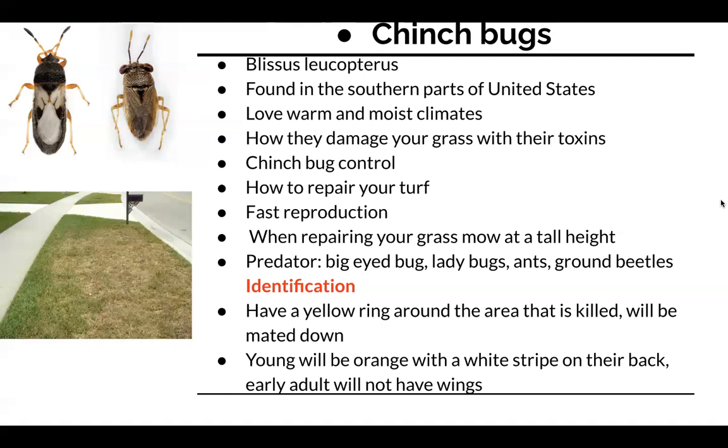Some of the younger chinch bugs are going to have a white stripe. They're going to be orange on them. And early into adulthood, they're going to look like the picture on the left, but they're not going to have any wings on them. And that just sums up the chinch bug for you.